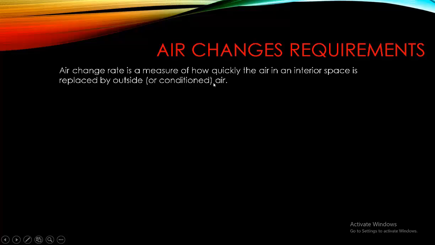So in air conditioning, air changes means that we can supply fresh air, and we can also exhaust the air that is placed. So air changes is basically how quickly we can remove all the air and replace it with fresh air. So this is an air change. We can measure air changes as ACH, air changes per hour.